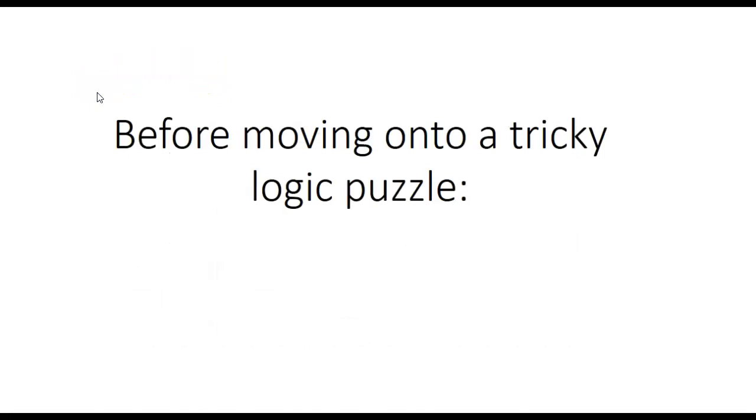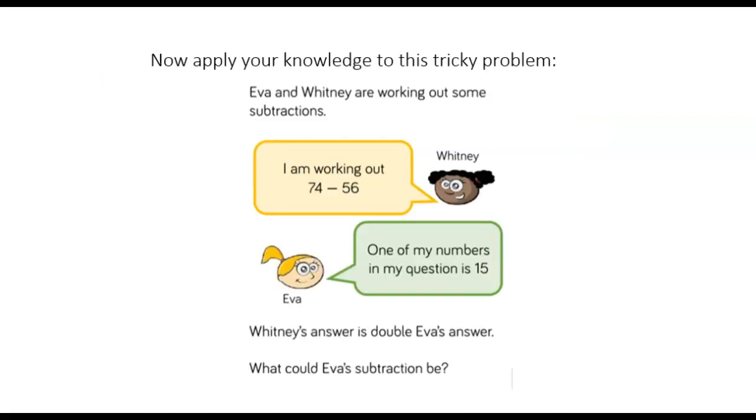Now, when you've done that, there is a logic puzzle that you can move on to at the bottom of your sheet, and it looks like this. Now you need to apply your knowledge to solve the tricky problem. This says Eva and Whitney are working out some subtractions. There's Whitney. She says, I'm working out 74 take away 56. Eva says, one of the numbers in my question is 15.